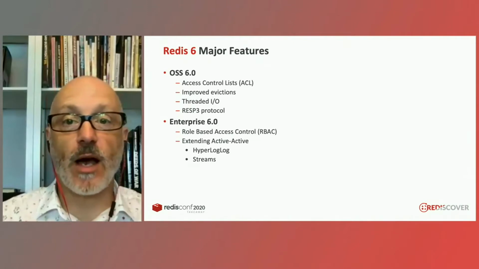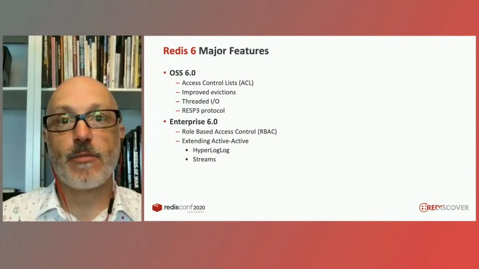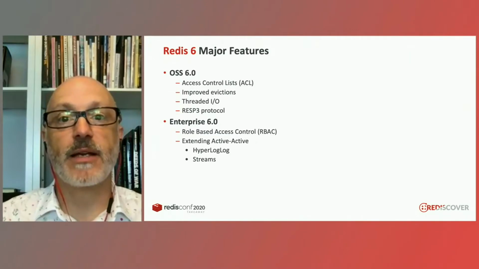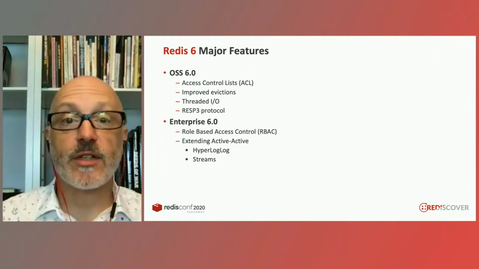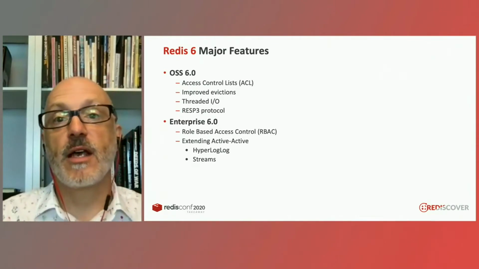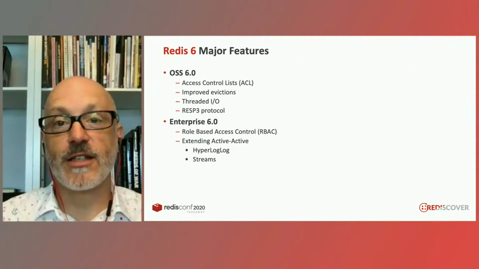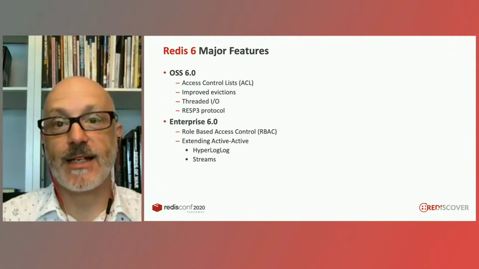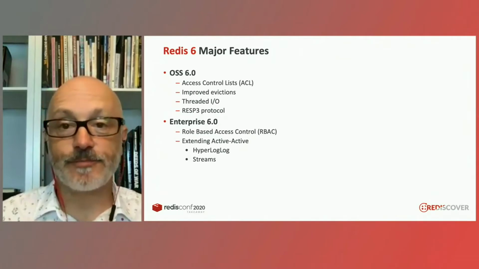In open source, Salvatore's talked about access control lists. And so this is a very important step on the journey to make Redis a robust and reliable database. There's many other things that also changed and improved in open source 6. There's improved elections, there's a new threaded IO, and as you saw, there's a demonstration just now for the RESP 3 protocol. These are great features that are being added into the open source project to extend its capability.